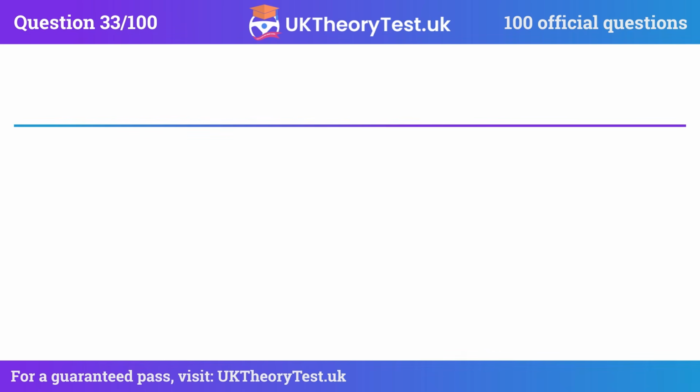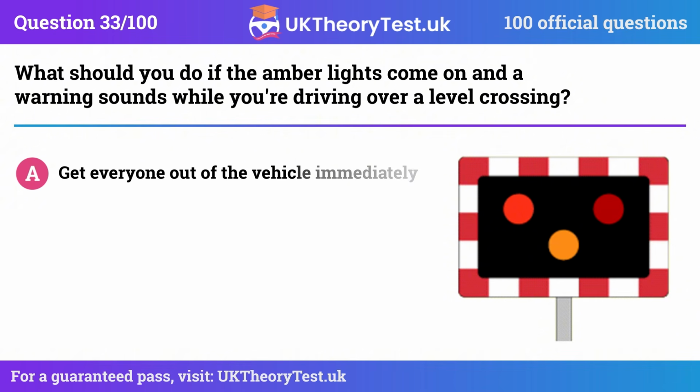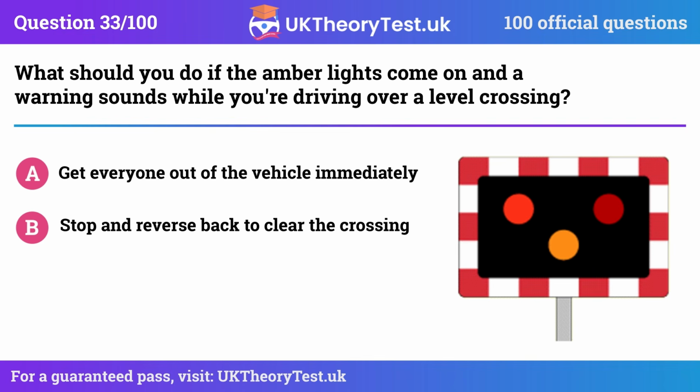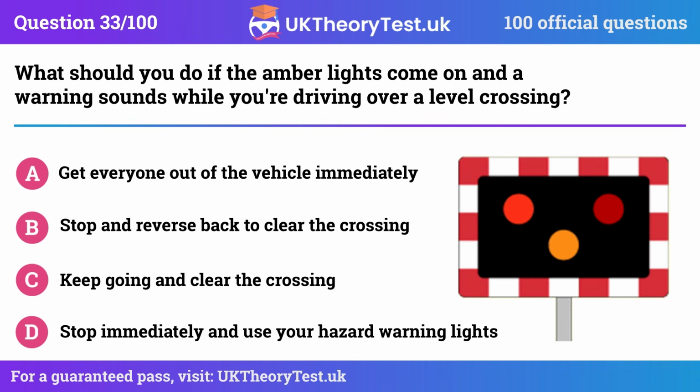Question 33. What should you do if the amber lights come on and a warning sounds while you're driving over a level crossing? A. Get everyone out of the vehicle immediately. B. Stop and reverse back to clear the crossing. C. Keep going and clear the crossing. D. Stop immediately and use your hazard warning lights.